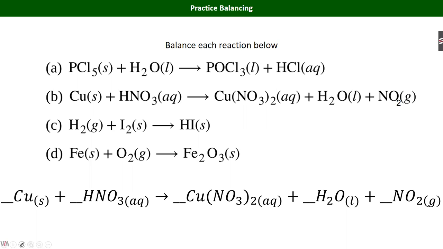Okay, well, four is not going to work because that messes with our oxygens. So what could we do? We know it has to be even. That's going to give us a total of six times three is 18 oxygens. And we know that six of them have to be over here as water. Sorry, three of them.